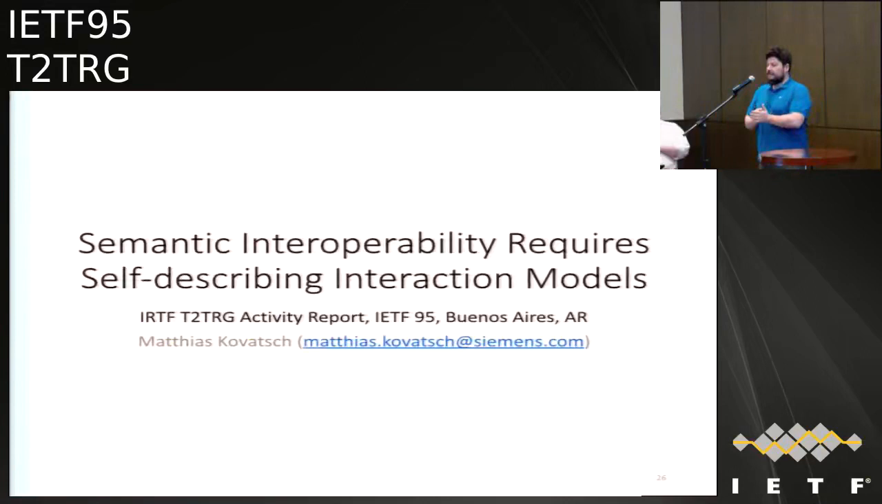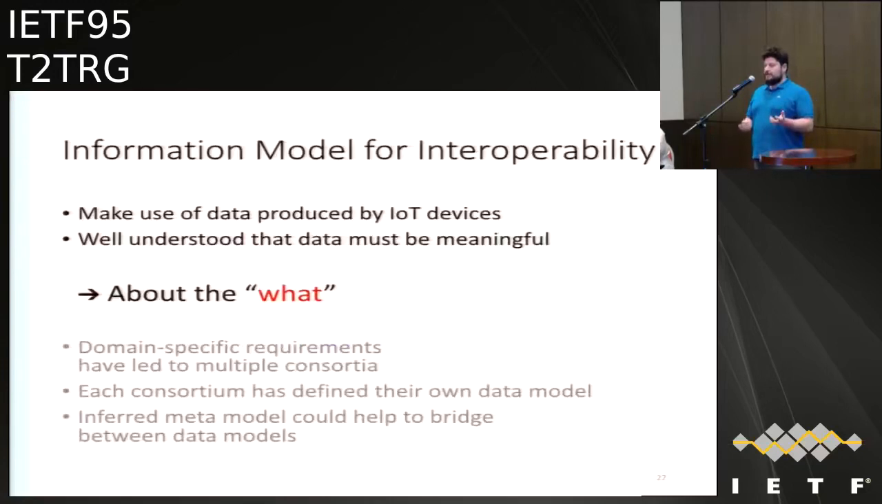So, semantic interoperability requires self-describing interaction models. That was a position paper that we handed in to the IAB workshop on semantic interoperability, summarizing part of the work going on in the T2TRG. In general, it was well accepted that information models are required for interoperability, so that you can make use of the data that is produced by IoT devices.